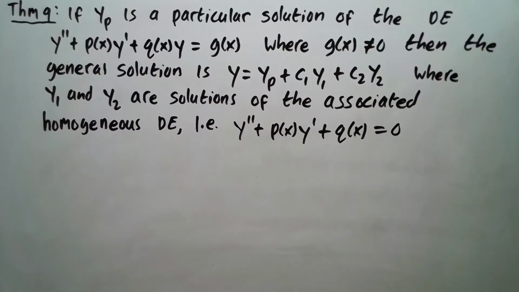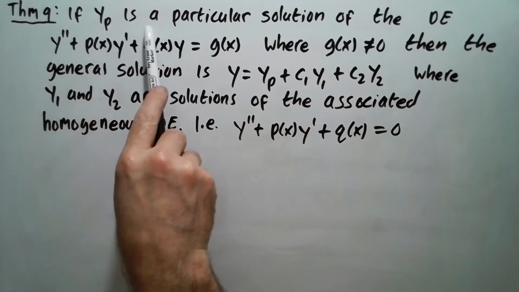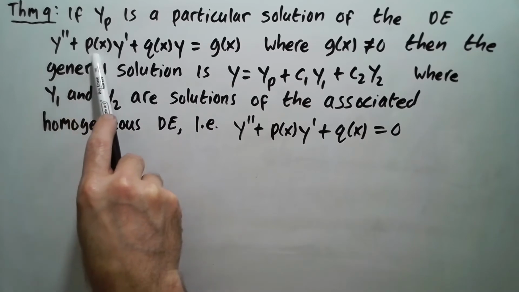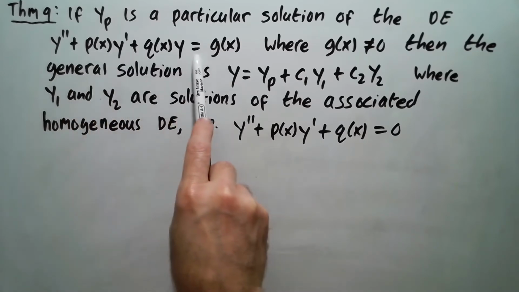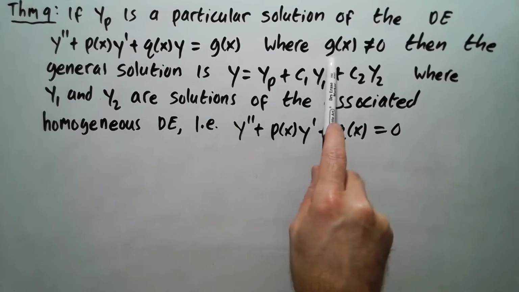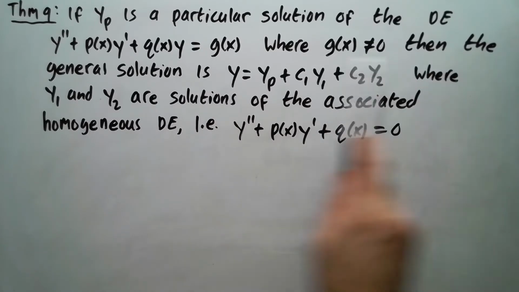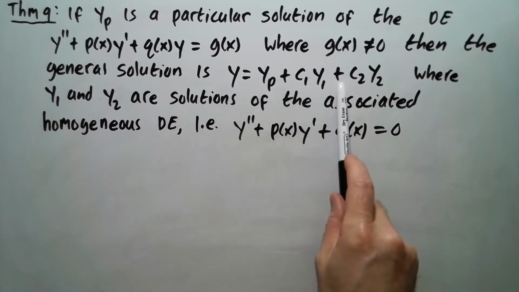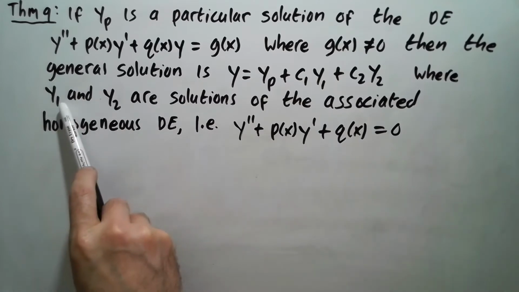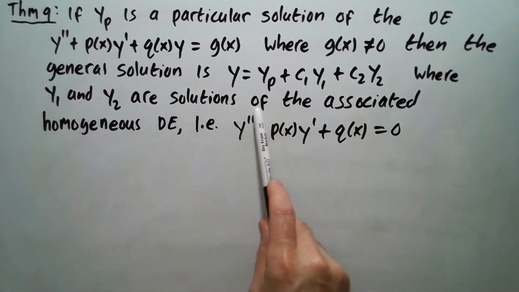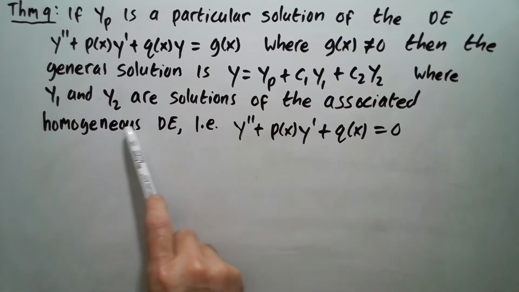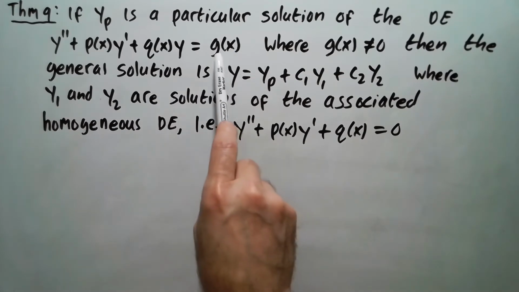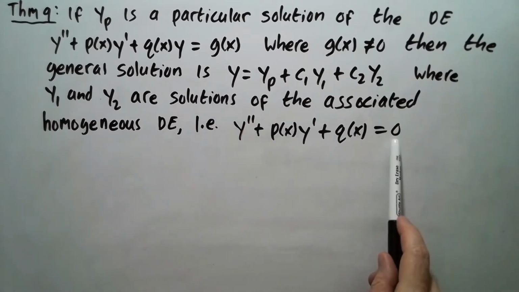Okay, so let's look at theorem 9. It says if yp is a particular solution of the differential equation y double prime plus p of x y prime plus q of x y equals g of x, where g of x is not equal to the zero function, then the general solution is given by y equals yp plus c1 y1 plus c2 y2, where y1 and y2 are solutions of the associated homogeneous differential equation. And the associated homogeneous differential equation just means replace the g up here with 0, which I've done here.